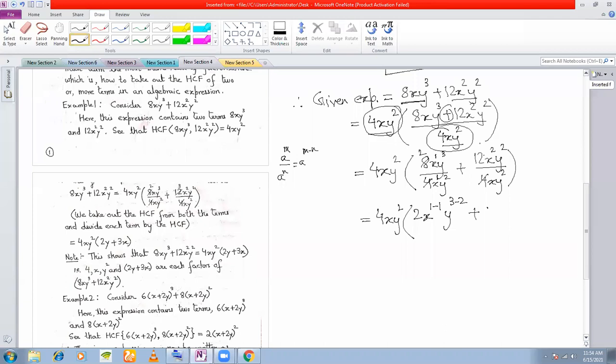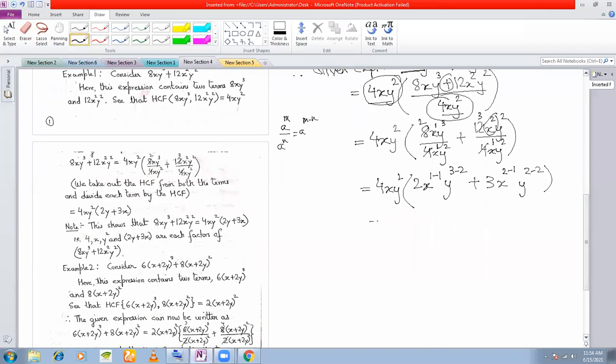And here you cancel this, you get a 3. And then you have x to the power of 2 here, and you have x to the power of 1 here. This is 2 minus 1, and y is 2 minus 2. So what do you get? You get 4xy square into 2x to the power of 0. X to the power of 0 is 1. You simply have 2y plus 3x into y to the power of 0, which is also 1. So this is what you get.